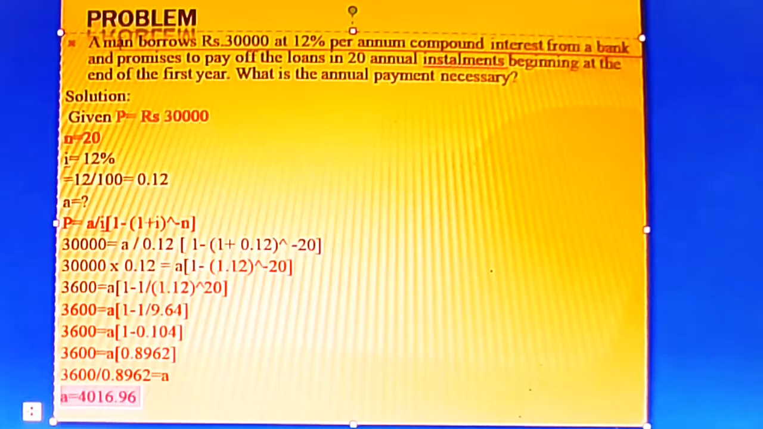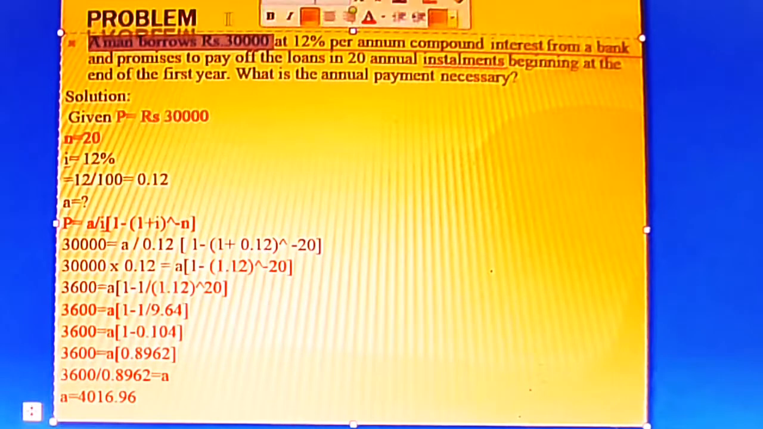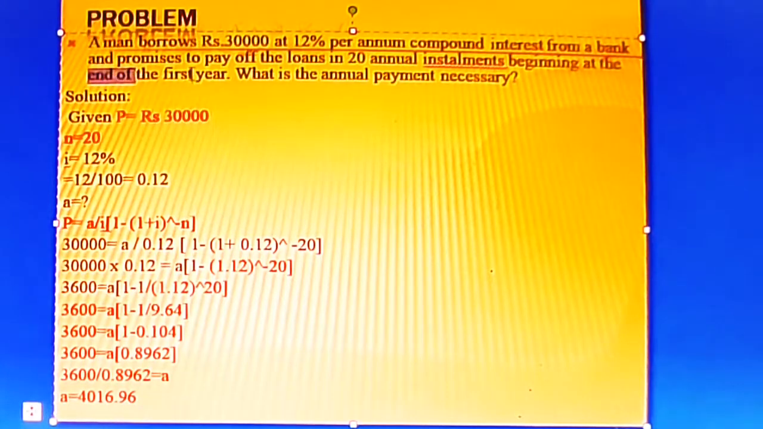So when you get a problem like this, a man borrows rupees 30,000. So it is a present value problem. Okay, that is a clue. Don't get puzzled here. So present value is 30,000 is given, and then N is 20, the number of installments is 20, I is 0.12. Okay, so present value is equal to, it's a present value of immediate annuity because they are going to pay at the end of the first year. So apply this formula and substitute it.